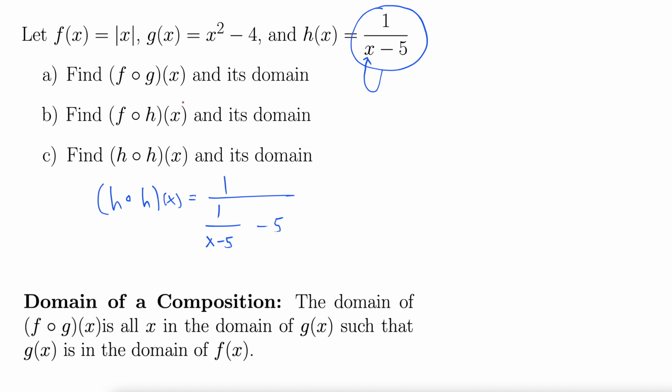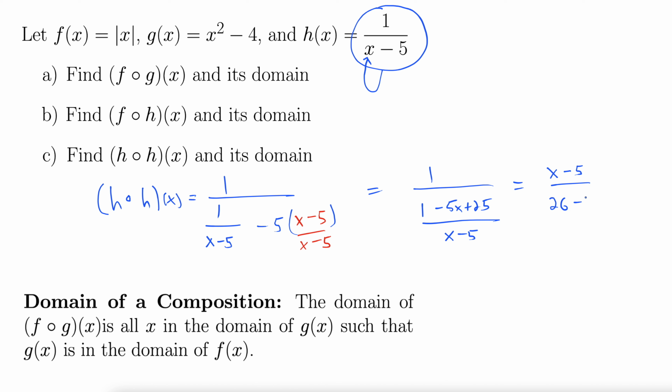Okay, so we need to simplify this. Let's get a common denominator down here, x minus 5 over x minus 5. That gives us 1 over 1 minus, let's just distribute this 5 through, so 1 minus 5x plus 25, all over x minus 5. When we have a fraction in the denominator like that, we multiply by the reciprocal, so that gives us x minus 5 over, we can simplify this down to 26 minus 5x. There's the composition.